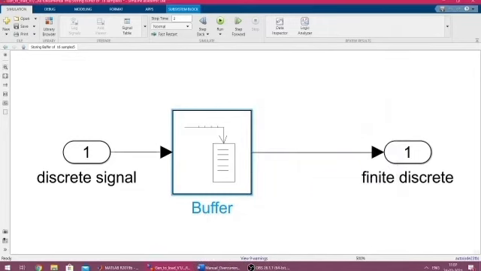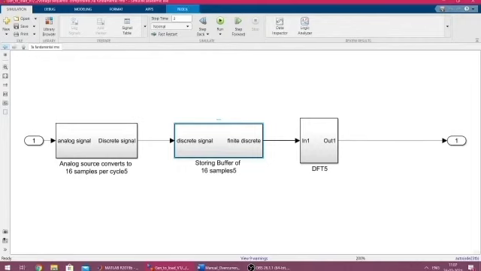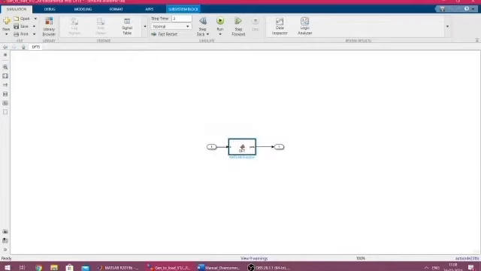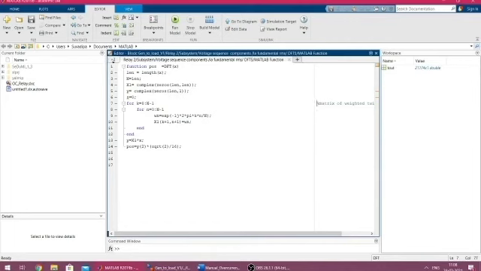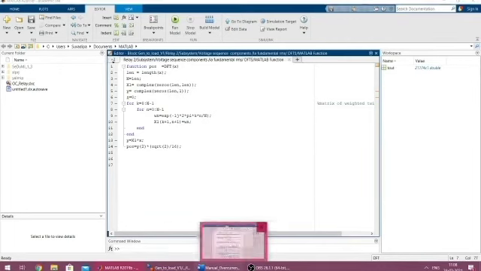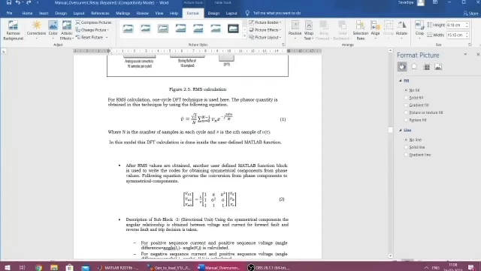Now we have obtained 16 samples per cycle. Now using these 16 samples per cycle, we can use the one cycle DFT technique to find out the RMS values, and this calculation of one cycle DFT using the samples per cycle is done inside this MATLAB user defined function. And the equation that we have followed here is equation number 1.